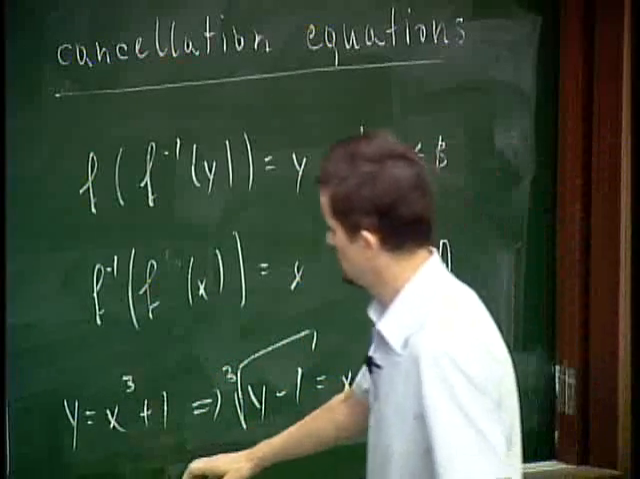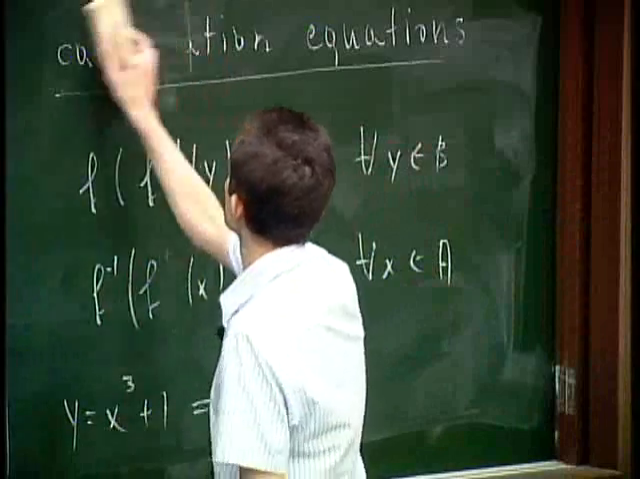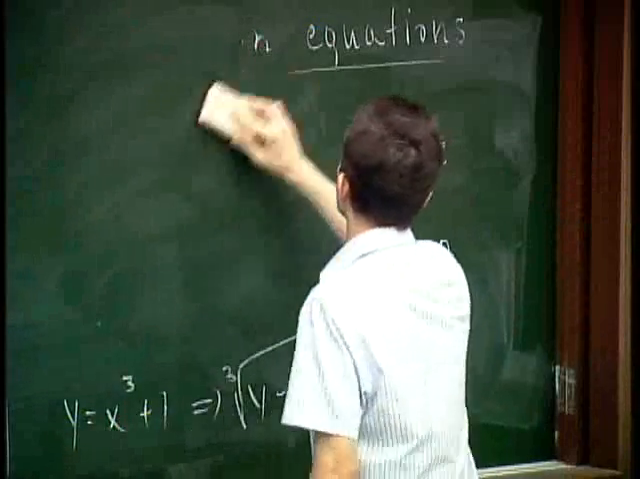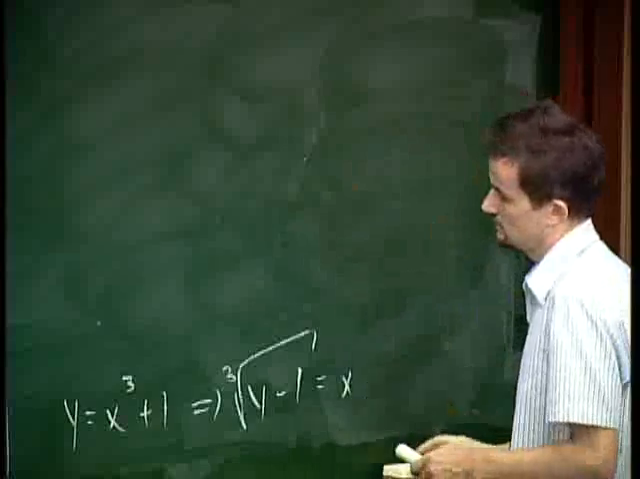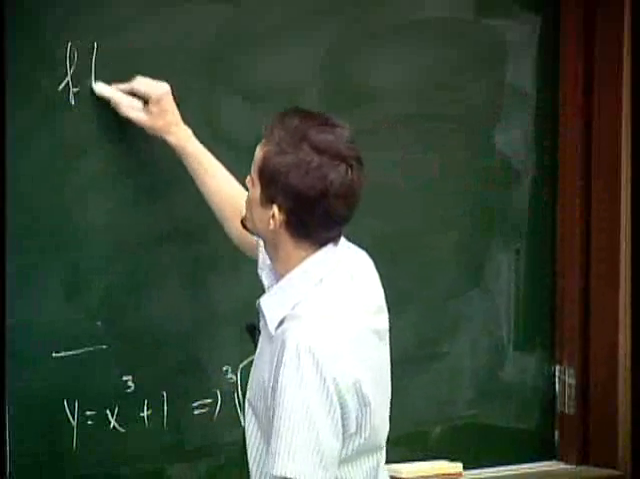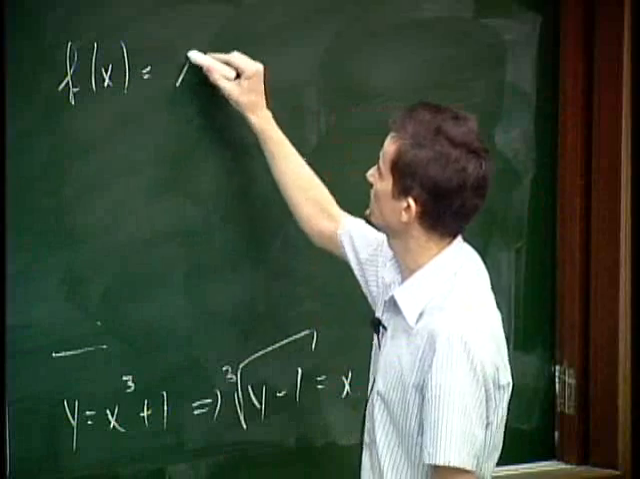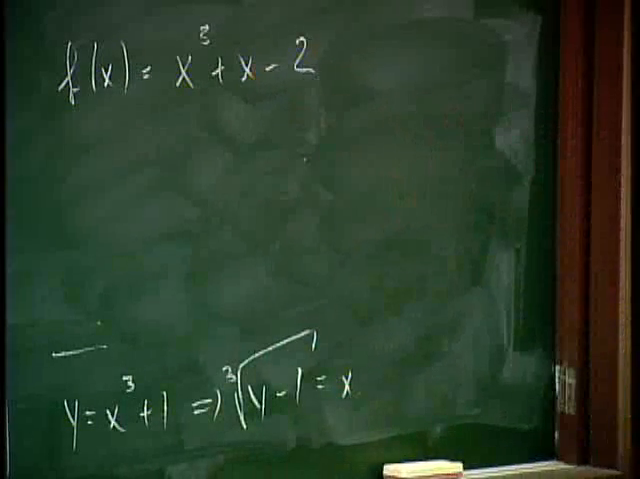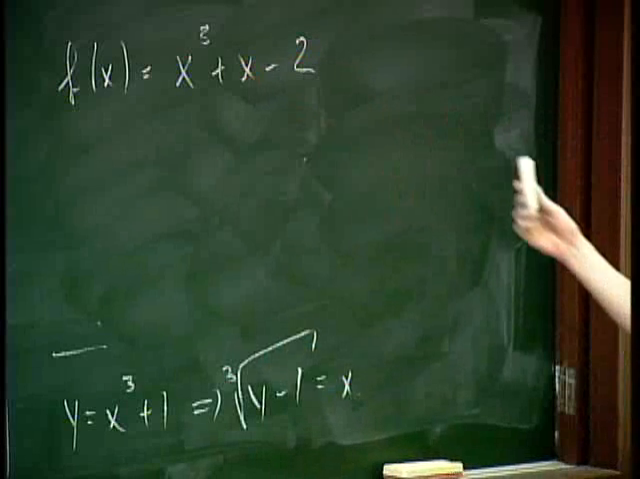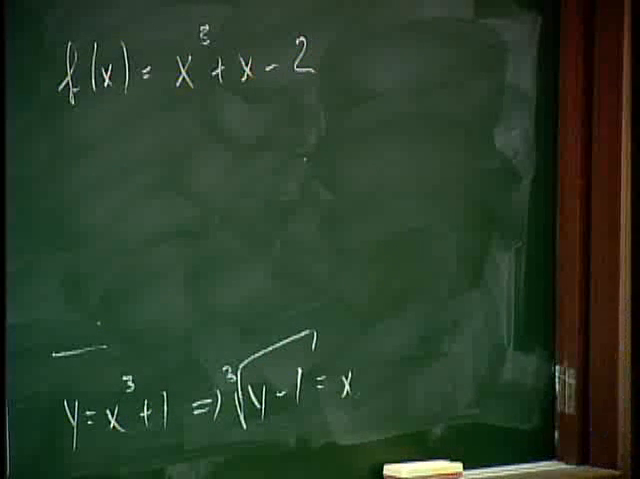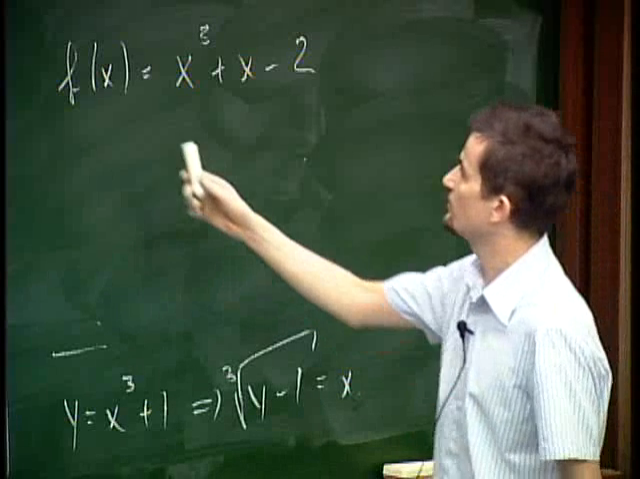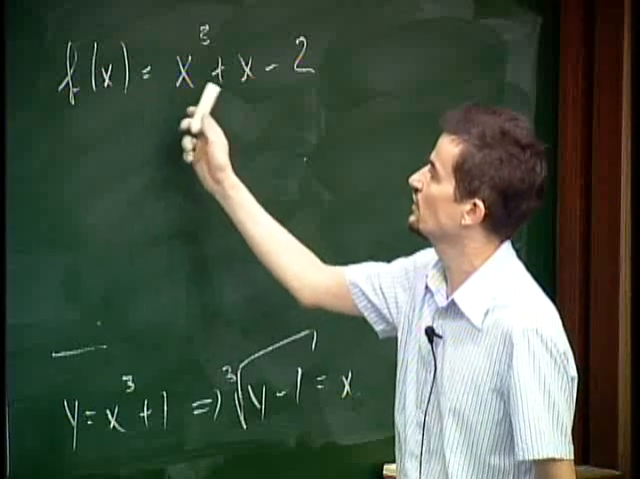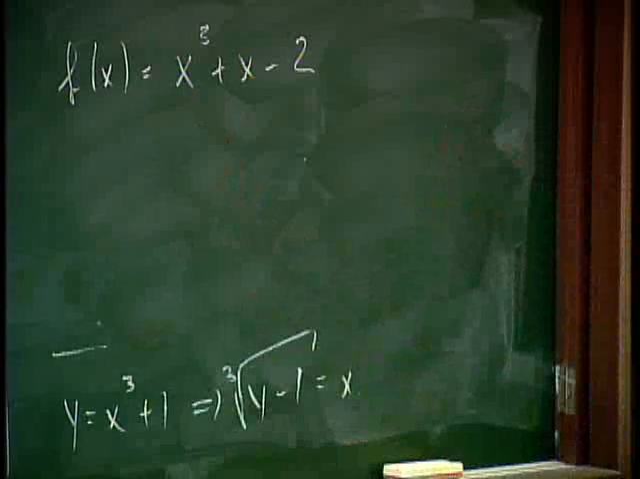For instance, if you have the function f of x, a little bit more complicated than this one, x to the 3 plus x minus 2. Now, in this case, you will have a harder time finding the formula for the inverse. Indeed, it's possible to find the inverse here, but the problem is you haven't learned how to solve such an equation. Now, one way you can do it is you can look at the graph.